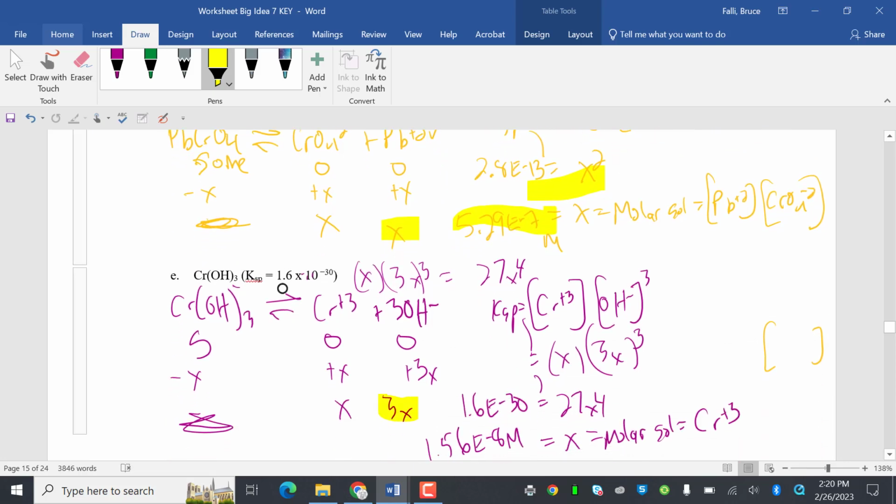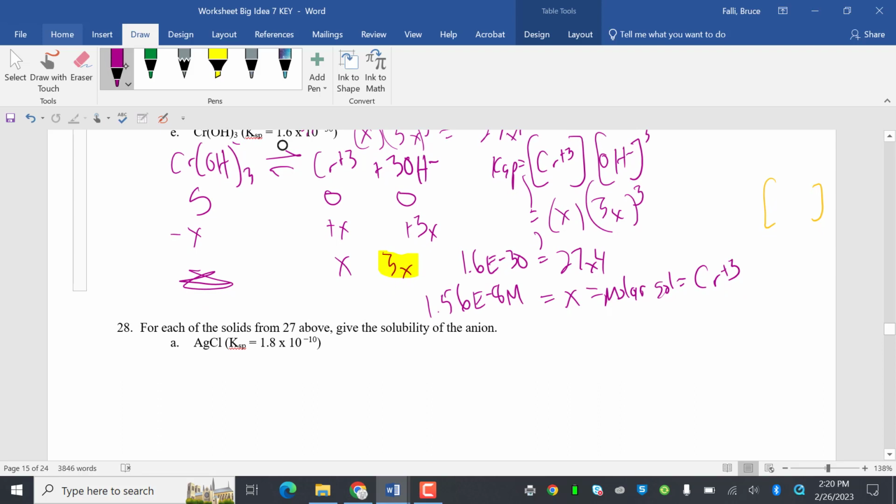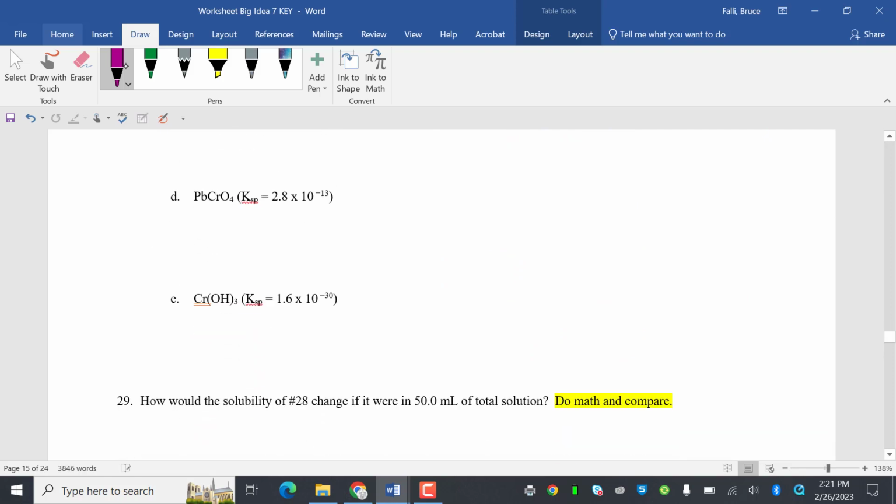This one is 3x, so here's what I got to do differently. So 3 times 1.56 e negative 8 is 1.56 e negative 8 times 3, which is 4.68 e negative 8 molar. So 4.68 e negative 8 all the way down here.